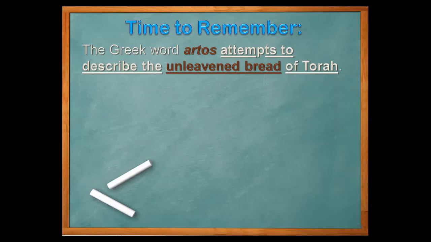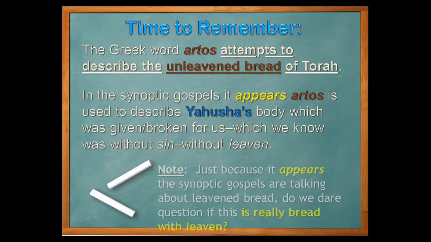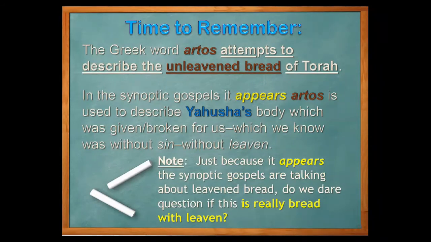In the Synoptic Gospels, artos appears to describe Yahushua's body, which was given and broken for us, which we know was without sin, and it was without leaven. It just doesn't seem like the very best word. And we want to note, just because artos appears in the Synoptic Gospels, we can't say that it's talking about leavened bread. Do we dare question if this is really bread with leaven? Can we do that? Because we have to look at type and antitype.